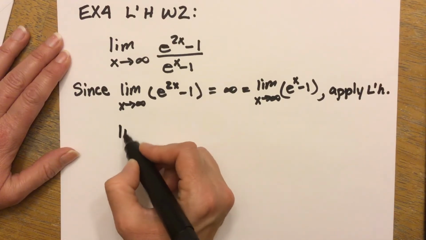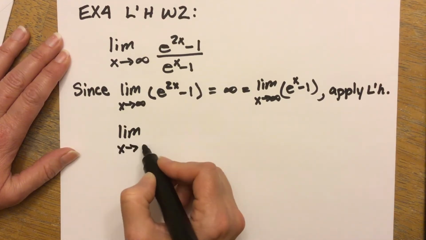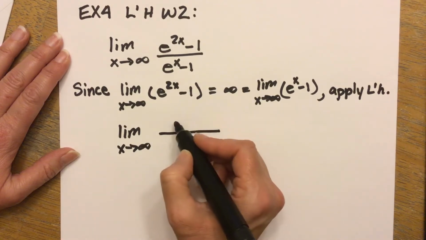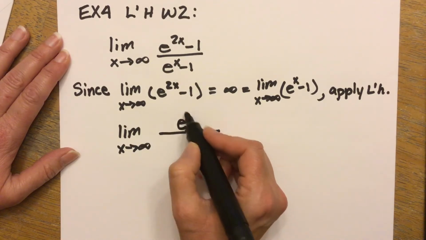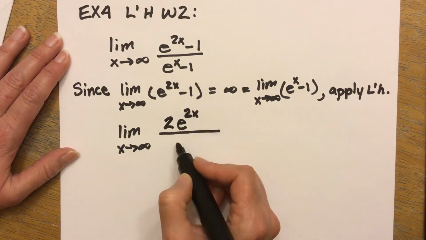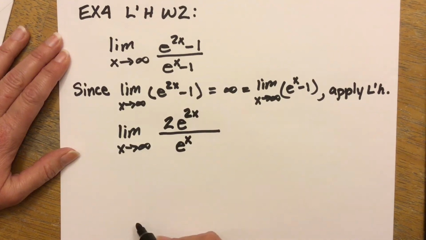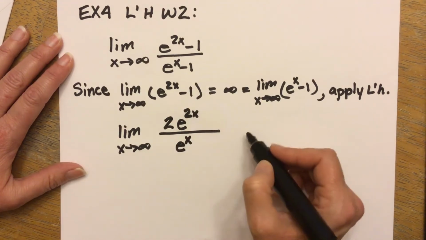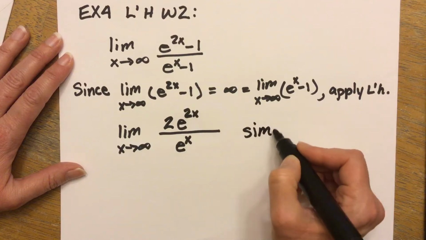So that says do the derivative of the top and the derivative of the bottom. Using chain rule on top, e to the 2x times the derivative of the power, which is 2, minus 0. On the bottom, derivative of e to the x minus 1 is e to the x. Now, the nice thing here is that we are able to simplify.